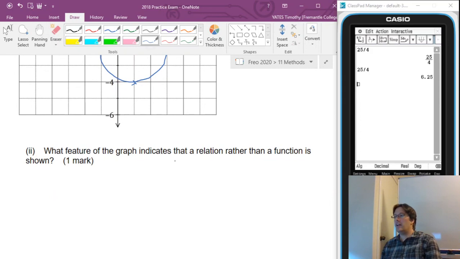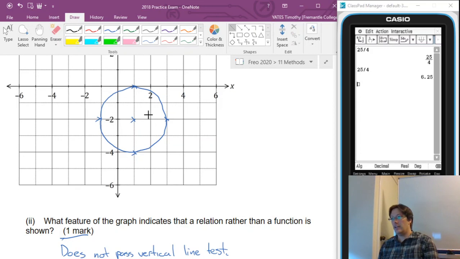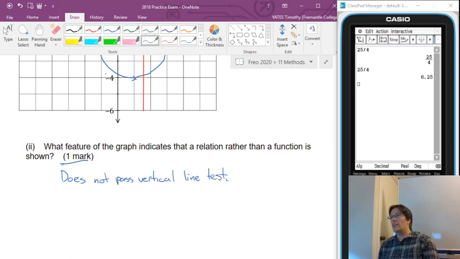What feature of the graph indicates that a relation rather than a function is shown? And this is really just saying it does not pass the vertical line test. You can put in more details if you want, but it's pretty much understood. If you're talking about the vertical line test, you know what you're talking about. It's only worth 1 mark, so it does not pass the vertical line test, which basically means if I was to draw a vertical line here, it passes through the graph twice, which means there are 2 possible y values for a given x value here, which means it is not a function. So that's what we've got there.